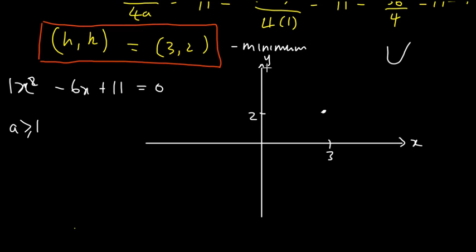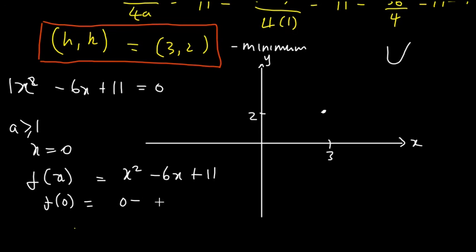If we need to find the y-intercept of this curve, x should be 0. So when x is 0, we determine the value of f of 0, which is 0 minus 0 plus 11. So at 11, that's where we have our intercept. So yeah, that's the way this graph will look like, concave up.